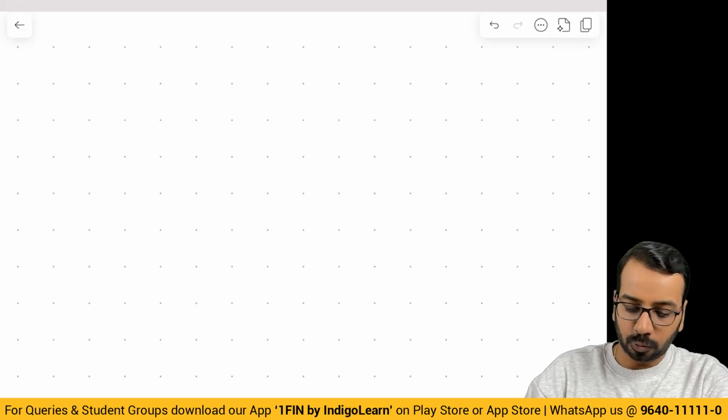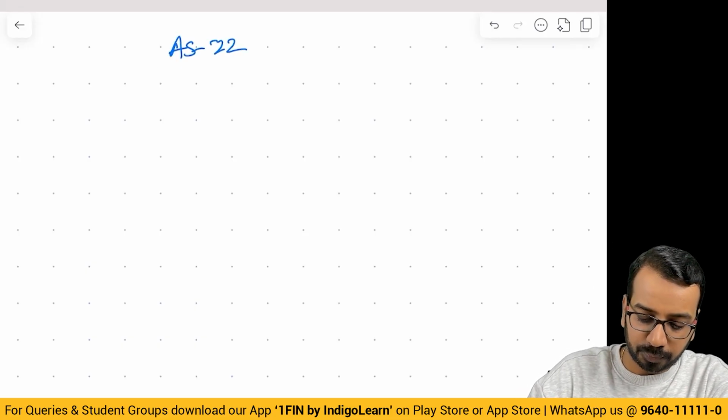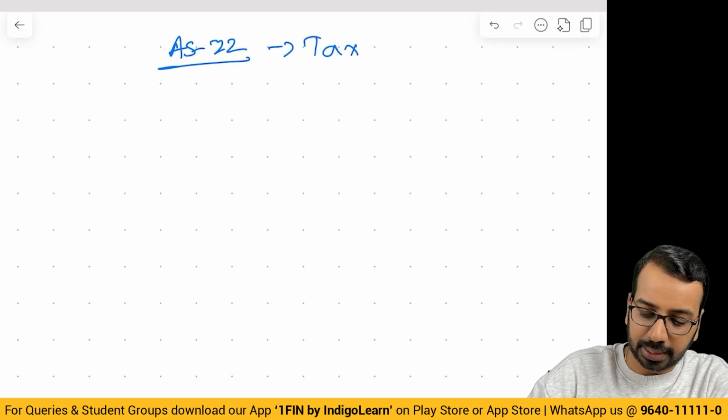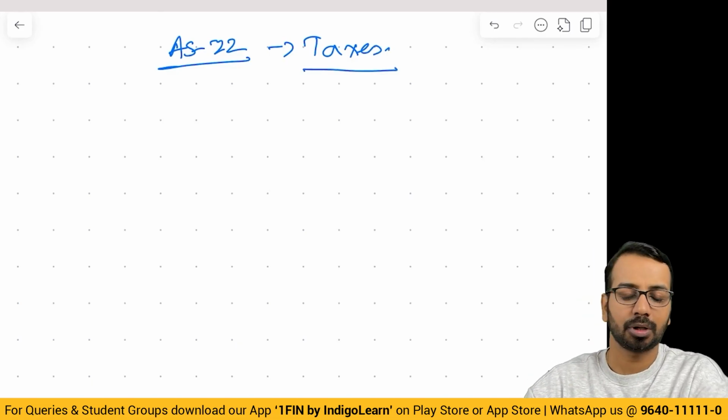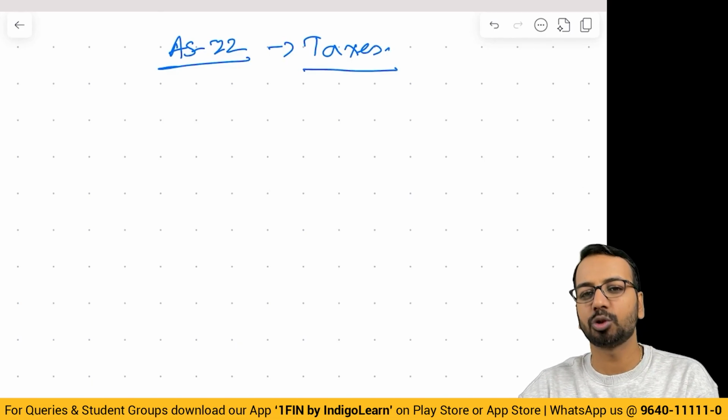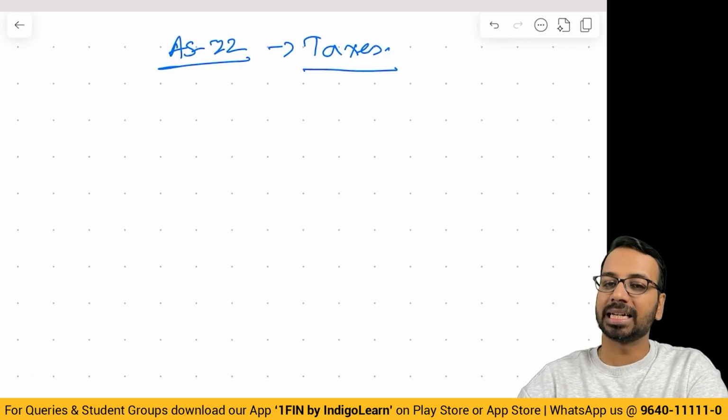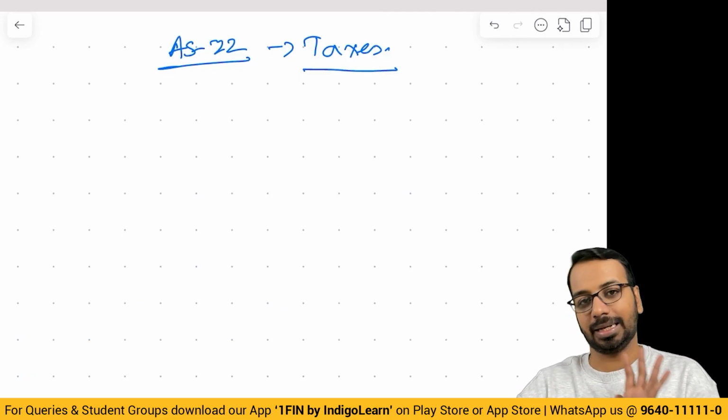Now, coming to Accounting Standard 22 that deals with taxes. Accounting Standard 22 talks about how we should calculate, present and compute the expense or benefit on taxation, right?